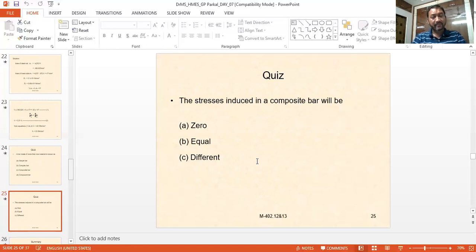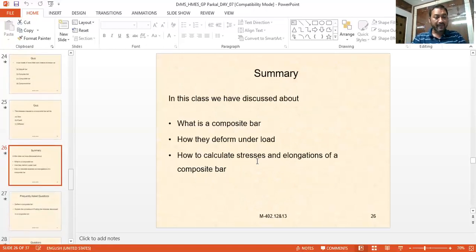and at the same time, because this bar is made up of two or more different materials, obviously the stresses developed in those materials are different. Therefore, it is not 0, it is not equal. So they are different. The answer is different. Option C, different. Now coming to the summary part.